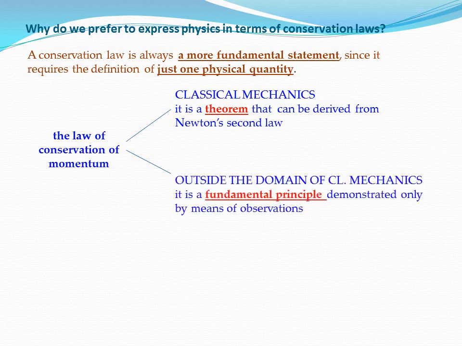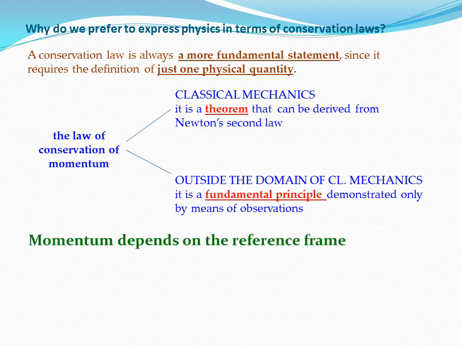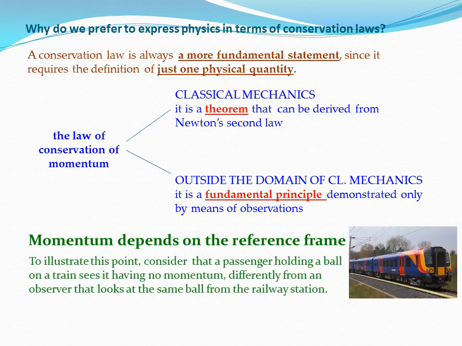But outside the domain of classical mechanics, it is a fundamental principle, and it is demonstrated only by means of observations. Now, an important aspect of momentum is that it depends on the reference frame. To illustrate this point, simply consider that a passenger holding a ball on a train sees it having no momentum since it is standing still in his hands, differently from an observer that looks at the same ball from the railway station. According to this second observer, the ball has the speed of the train and therefore it has a non-zero momentum.